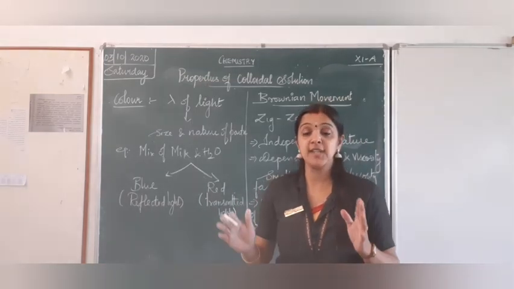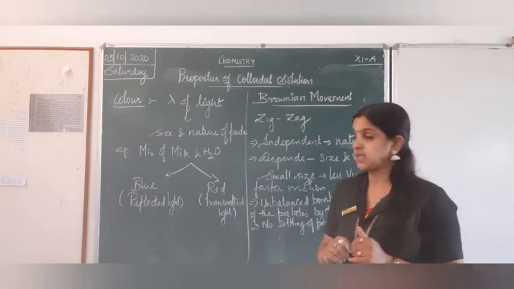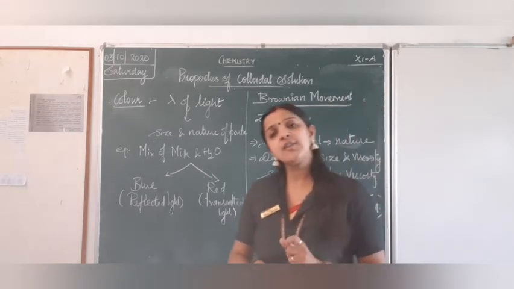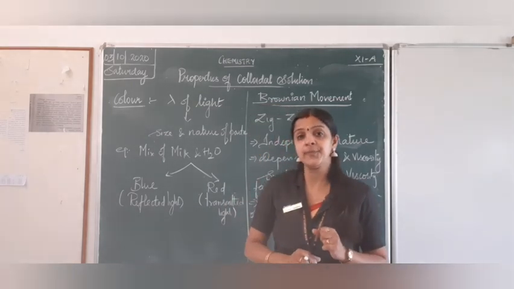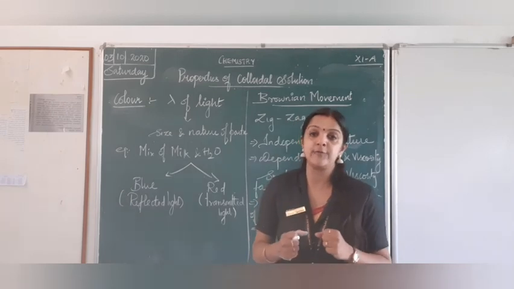Okay, we have come to the last two properties. One is color, the other one is Brownian movement. Color. Are the colloidal particles colorful in nature? Yes, they are colorful. Now how can we find out whether they are colorful or not?